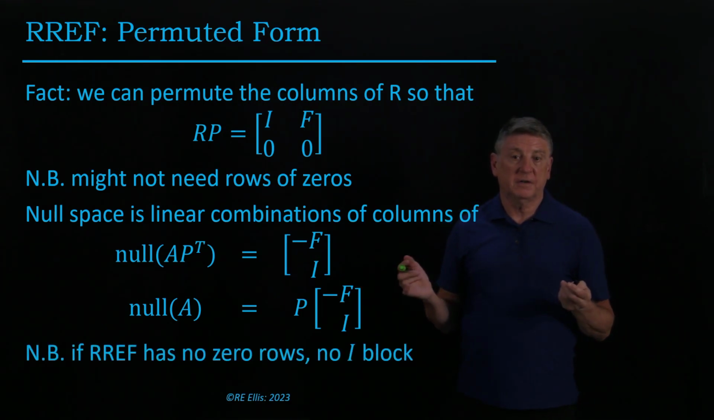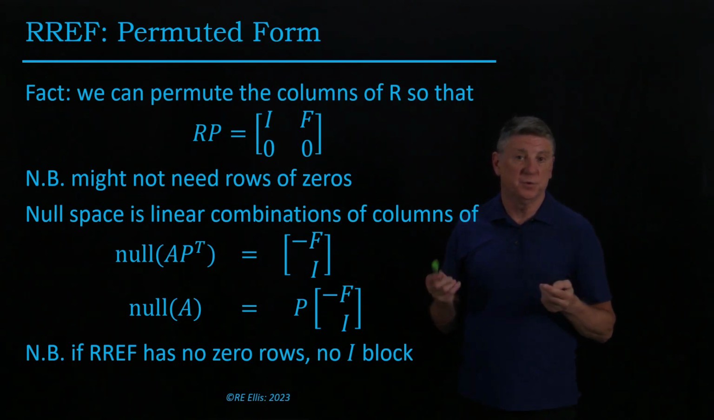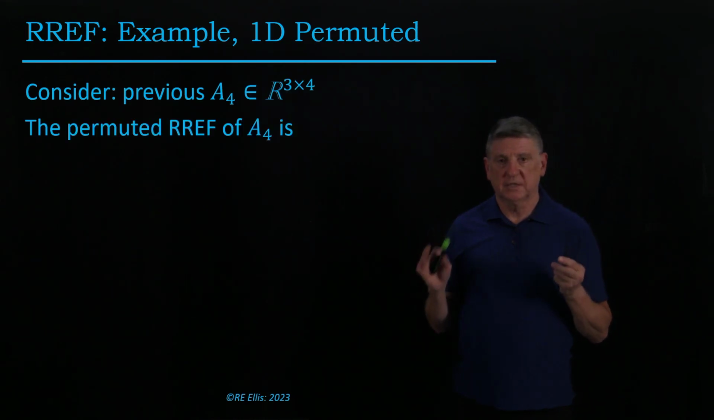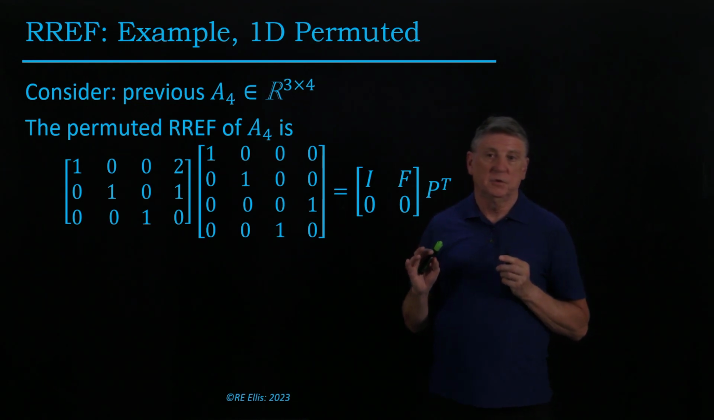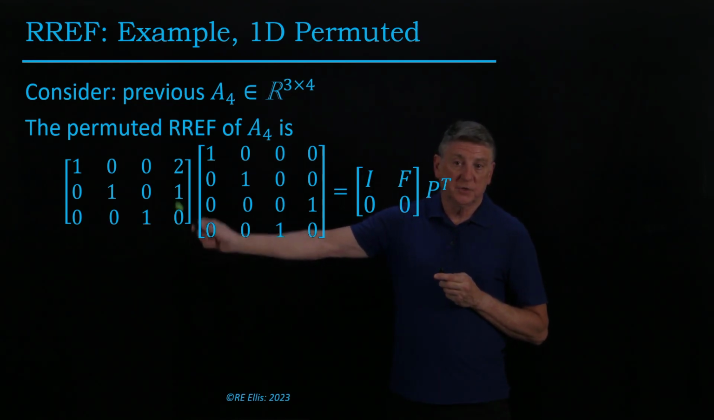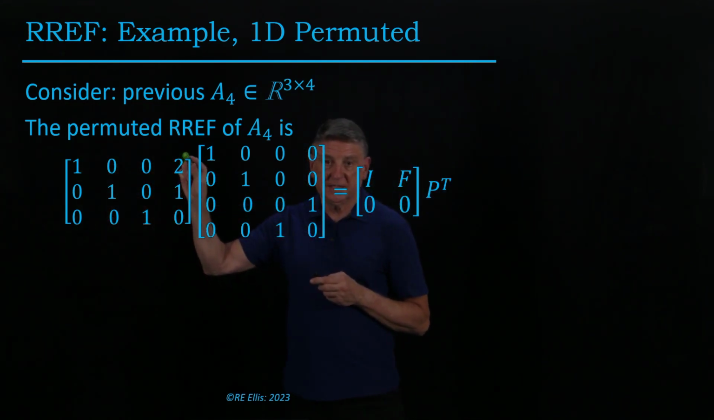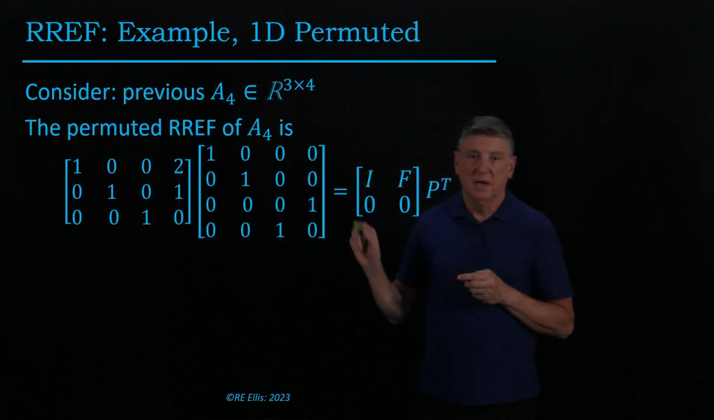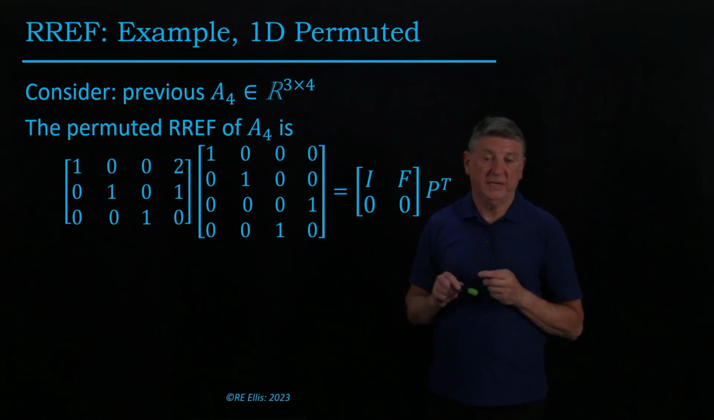And if the REF has no zero rows, then there is no identity block in this permuted null space. So let's go through an example. Let's take that previous one. If we permute the REF as I suggested, this is the permuted form that we end up with. This part is the identity. This 2 1 vector is the F. That's the zero block. This is the specific permutation that we have, and that's what we get.